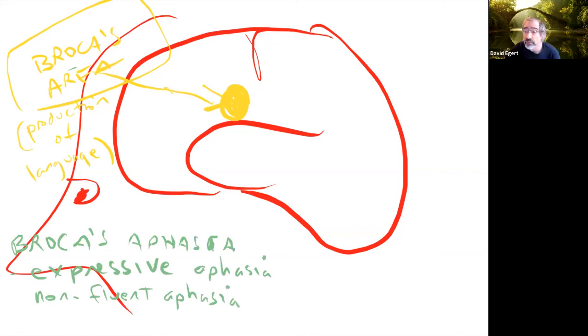Meaning you're not fluent, you can't make the words come out. So that is one kind of aphasia that comes from damage to the area that produces the language. There's another area, more around here, called Wernicke's area.